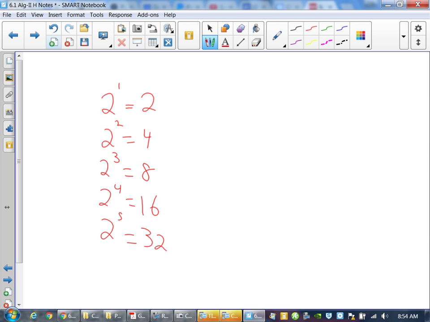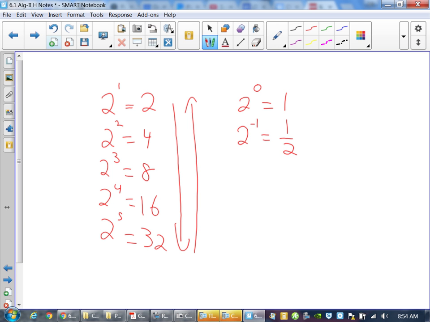Now, going the other way, what are you doing? You're dividing by 2 as you go down this way. So what is 2 to the 0 power? 1. 2 to the negative first is 1/2. 2 to the negative 2 is 1/4. Correct. 1/8, 1/16, 1/32. There you go.